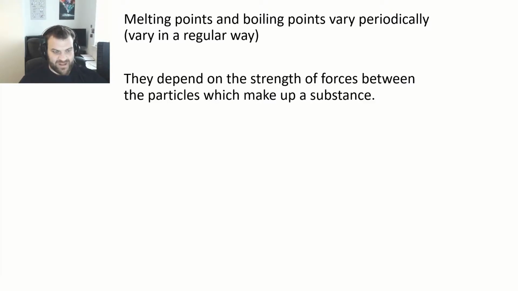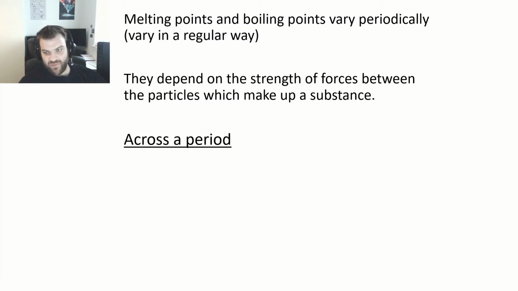Starting off with melting points and boiling points, these vary periodically in a regular pattern throughout the periodic table, and these depend on the strengths of forces between particles that make up a substance. Strong forces between particles would give you a high melting point and boiling point, and weak forces between particles would give you a low melting point and boiling point.